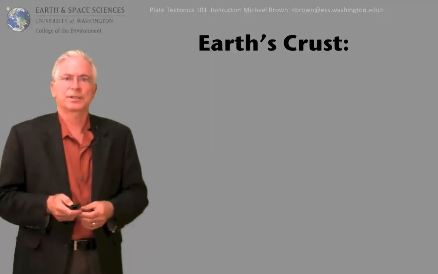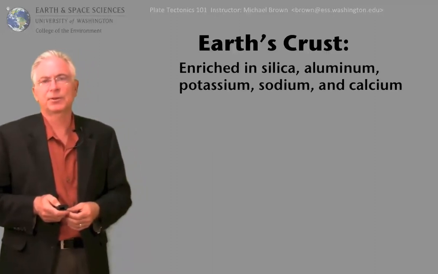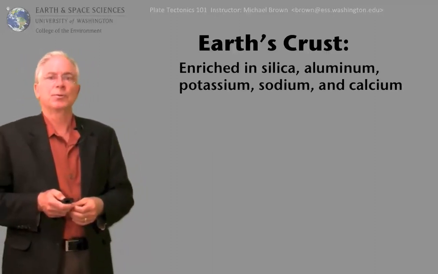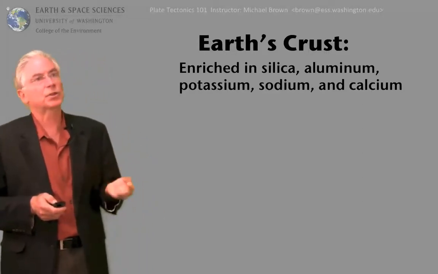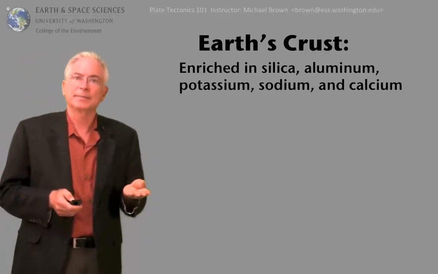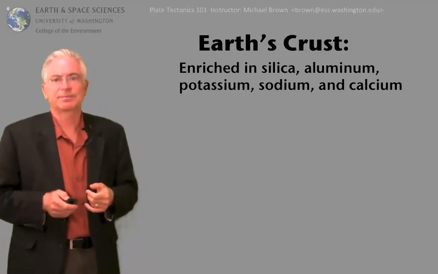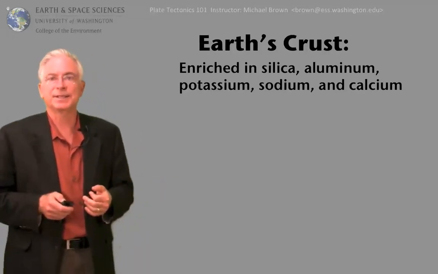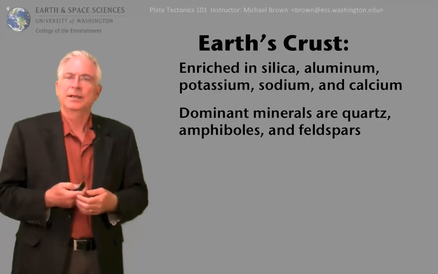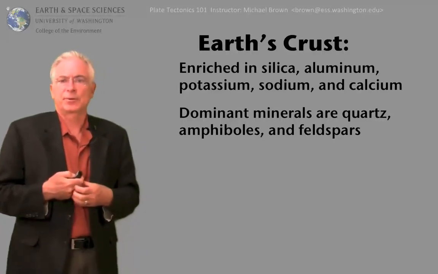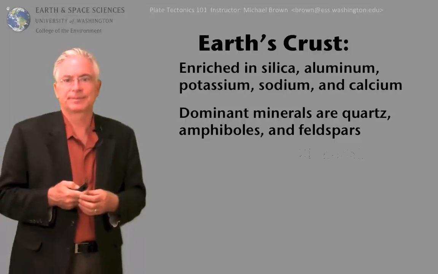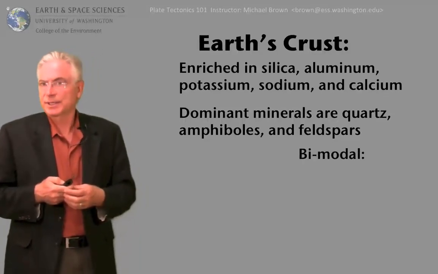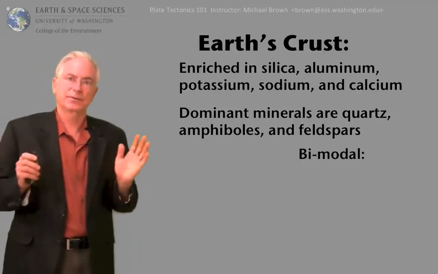The Earth's crust. Let's talk about that. The Earth's crust is enriched relative to the mantle in elements of silicon, aluminum, potassium, sodium, and calcium, light elements relative to the iron and magnesium. There are some dominant minerals in the crust, and they're quartz, amphiboles, and feldspars. And the crust is bimodal.